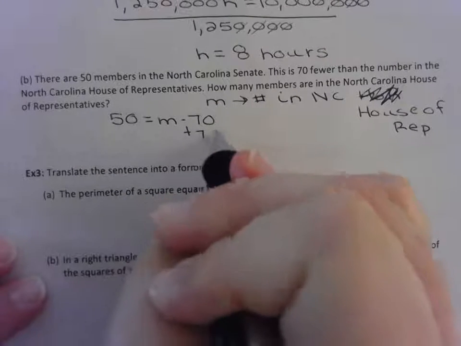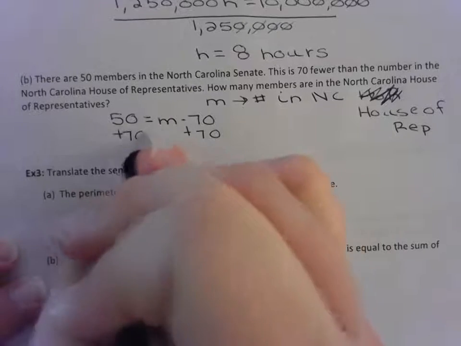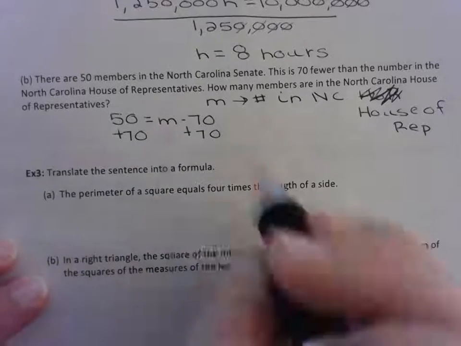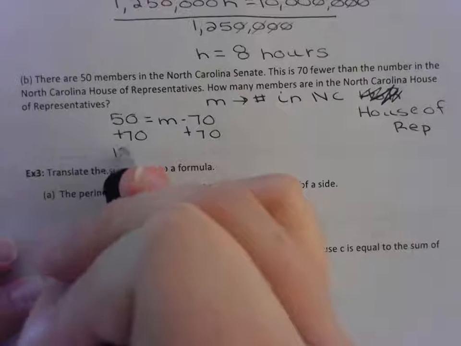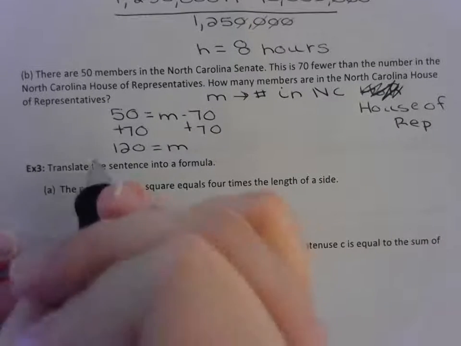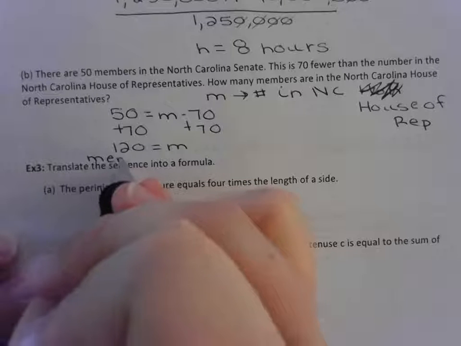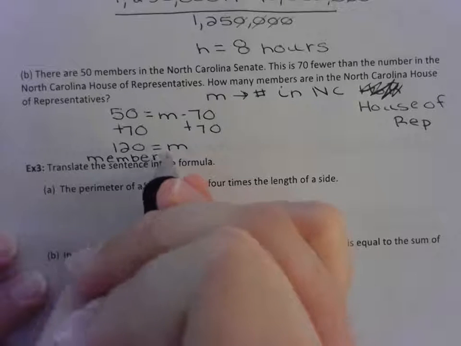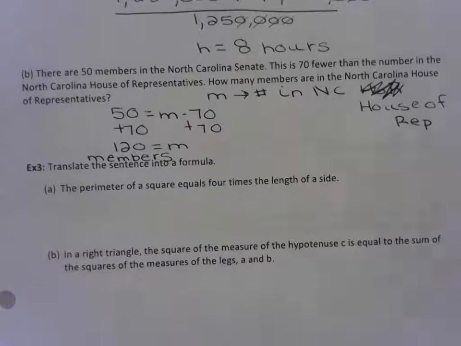Add 70, or you can just kind of think about it. What number minus 70 gives you 50? 120 equals M. So 120 members. Make sure you label. Okay, good.